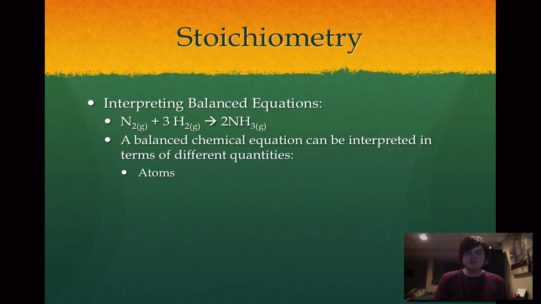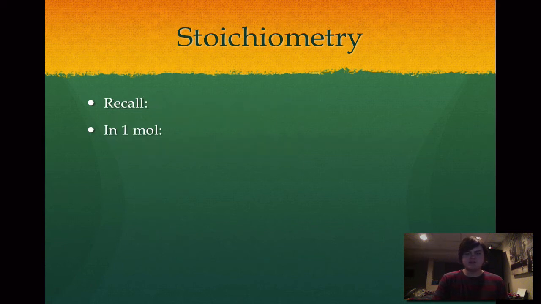Firstly, atoms. We can see that there are 2 atoms of nitrogen on the left-hand side and 2 atoms of nitrogen on the right-hand side, 6 atoms of hydrogen on each of the sides as well. Molecules, which gets a little bit tricky because there are 4 total gaseous molecules on the left-hand side and only 2 on the right-hand side. Moles, mass, and volume. So those are 5 different ways that we can look at balanced chemical equations.